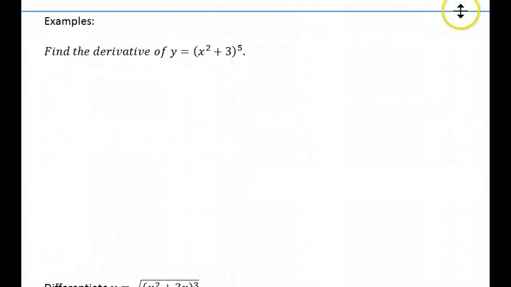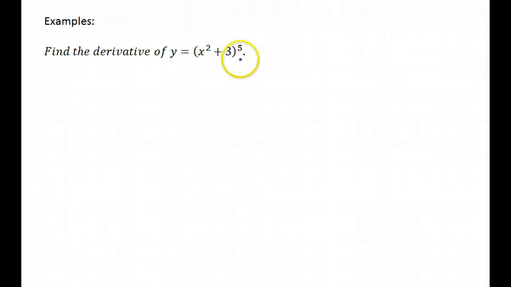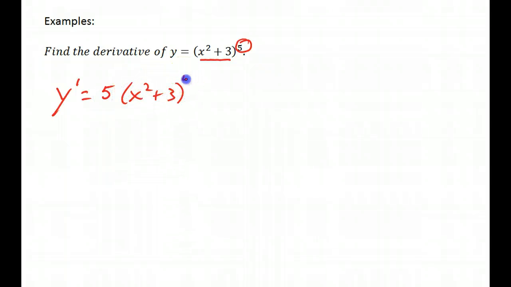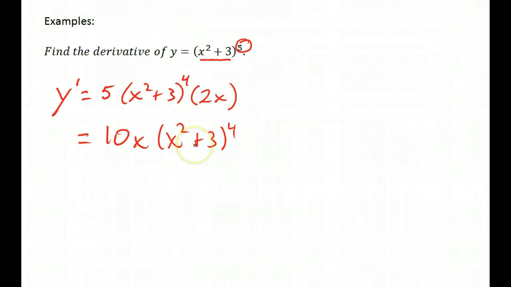So, for example, let's find the derivative of y equals (x squared plus 3) to the fifth. Sometimes the hardest part is figuring out what the outside function is and what the inside function is. So raising it to the fifth power is the outside, and all this stuff inside the parentheses is the inside. Okay? So y prime is going to equal the derivative of the outside part. So that's 5 times the inside function raised to the fourth. So we took care of the outside derivative. Now we multiply by the derivative of the inside, which is 2x. And our final answer would be 10x times (x squared plus 3) to the fourth. Now isn't that a great rule? Because that's a lot easier than multiplying out x squared plus 3 five times and then taking the derivative of each term.